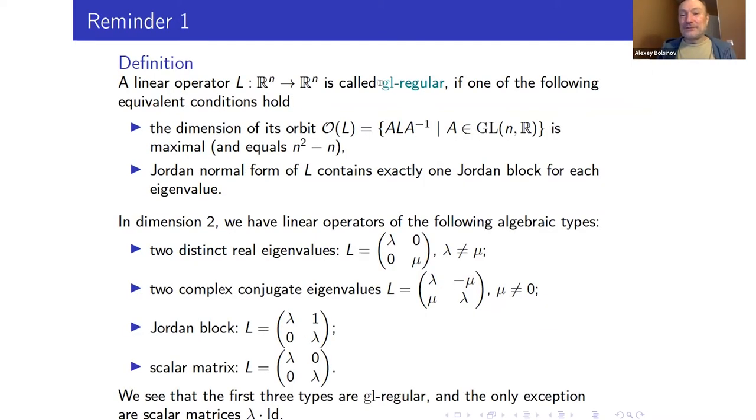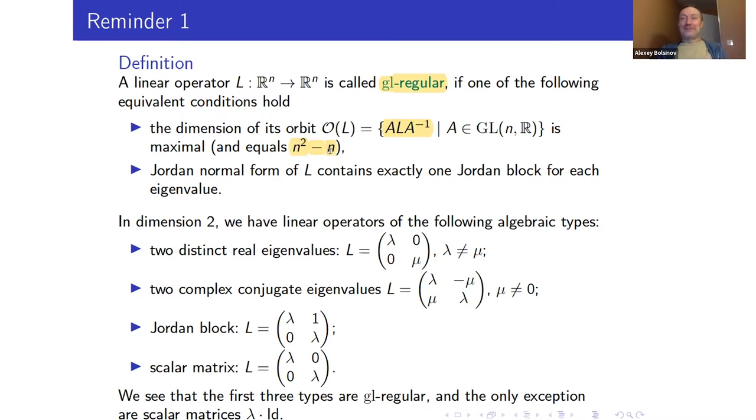Okay, so what is a GL regular operator? In general, this is just a matrix, understood as the matrix of a linear operator. Under coordinate transformations, this matrix transforms by means of a similarity transformation. So we can consider the orbit of this matrix with respect to this transformation, and we'll say that this matrix is regular if this orbit has maximal dimension. This maximal dimension for an n by n matrix equals n squared minus n.